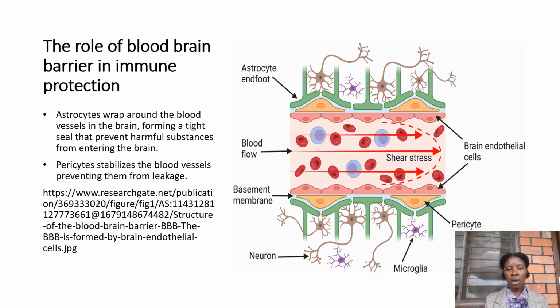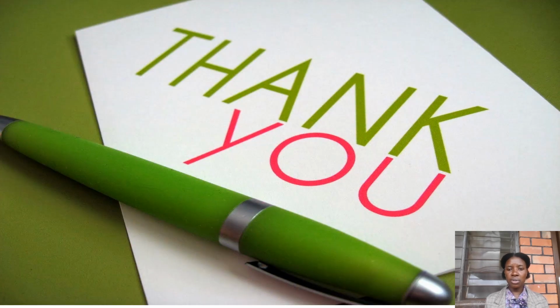There are also pericyte cells that are important in stabilizing the blood vessels, preventing them from leakage. There are also endothelial cells. We have seen that between endothelial cells, there are tight junctions that prevent the pathogens and toxins from entering the brain. So here is the link that is very important in showing where this image comes from.